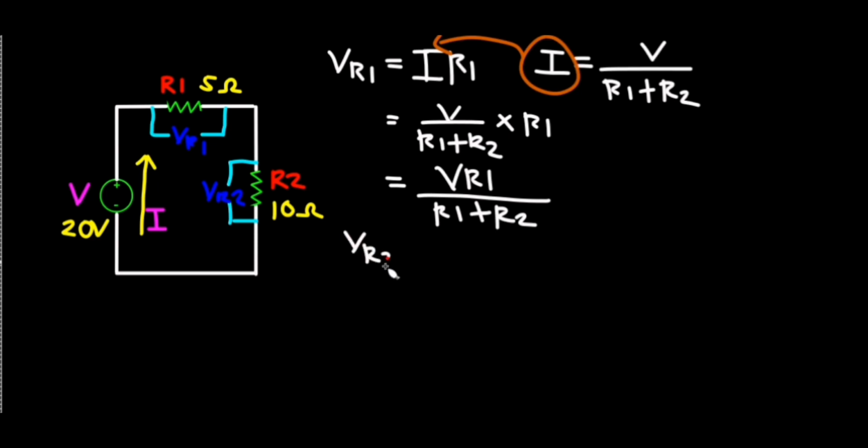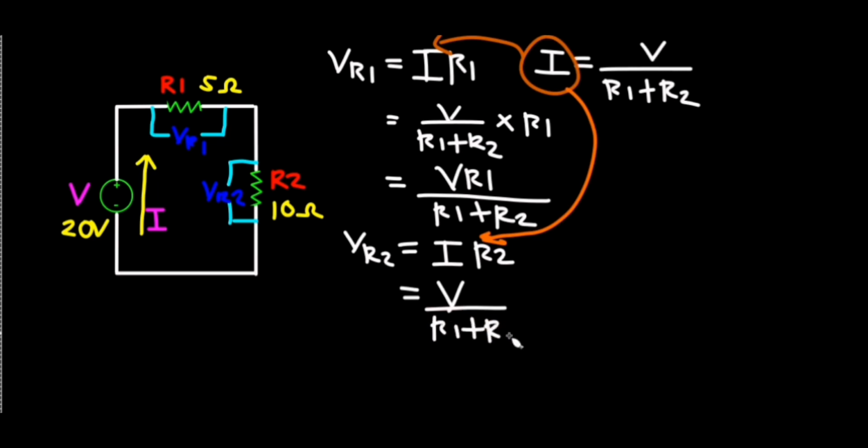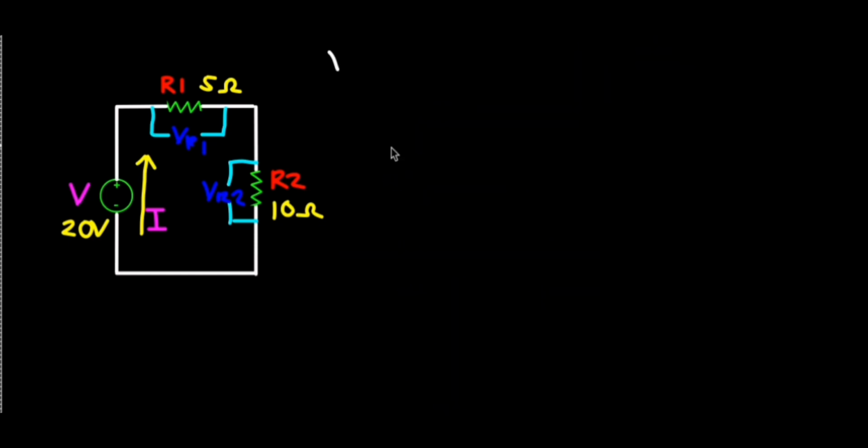VR2 is equal to I times R2. Again substitute value of I. It is equal to V all over R1 plus R2 times R2. VR2 will become V times R2 all over R1 plus R2. We can now use the given values.